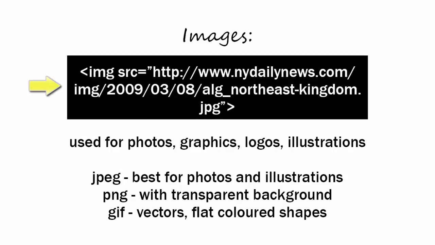Images are another tag that is an exception to the rule. The image tag can apply to photos as well as graphics, illustrations, and logos. All images should be saved as JPEG, PNG, or GIF. JPEGs are best for photos and illustrations. GIF work best for vectors, specifically flat-colored shapes. And PNG are used for transparent background images.